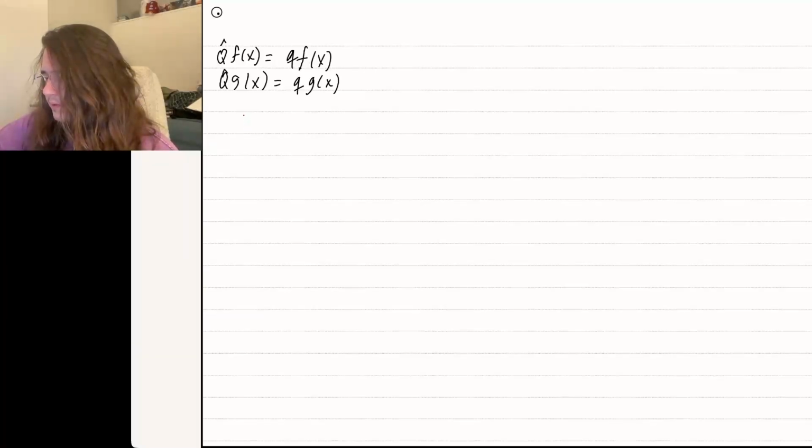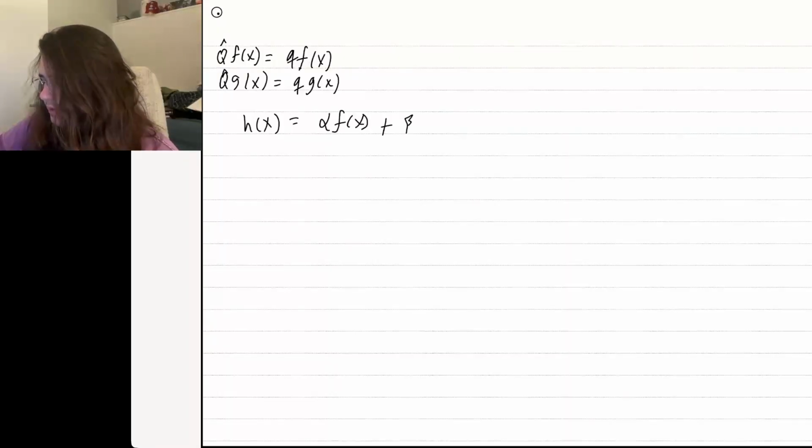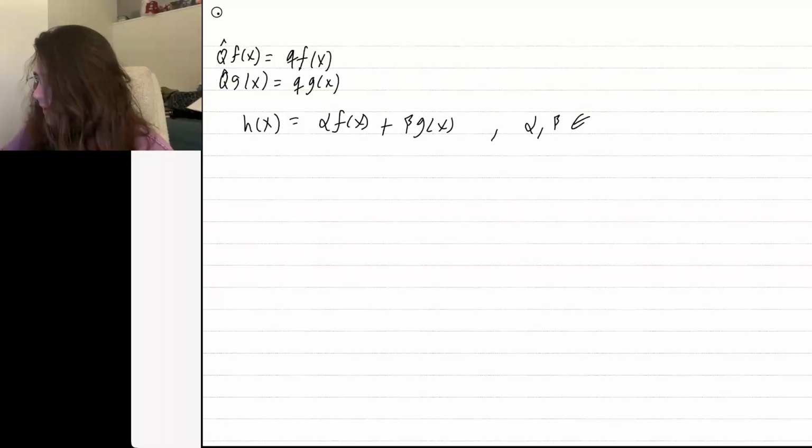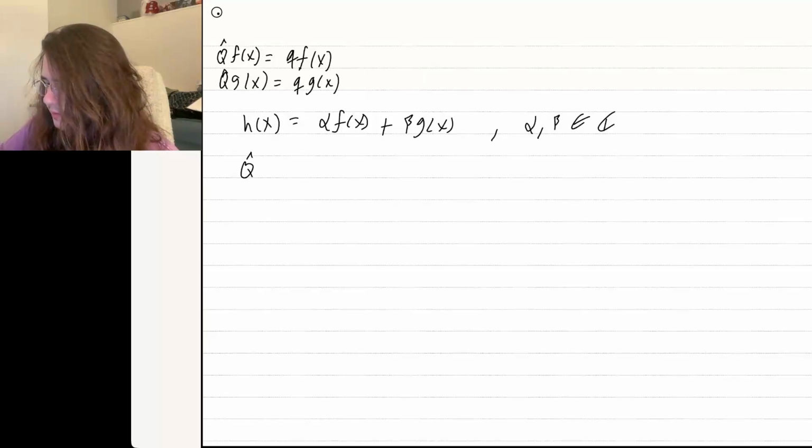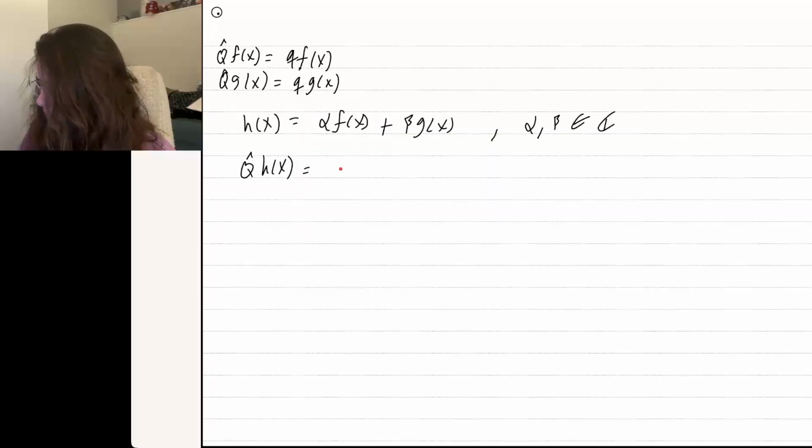We're going to define an eigenfunction called h of x. That's going to be just alpha f of x plus beta g of x, where alpha and beta are literally any complex number ever. And we're going to operate big Q on it. So Q h of x, when you expand it out, is alpha Q f of x plus beta Q g of x.